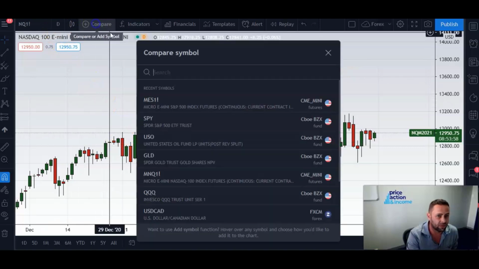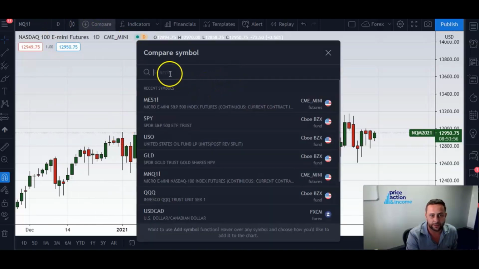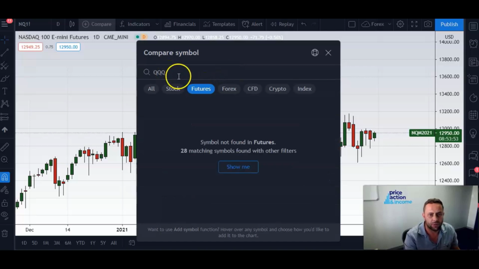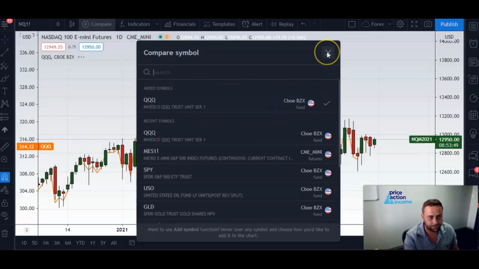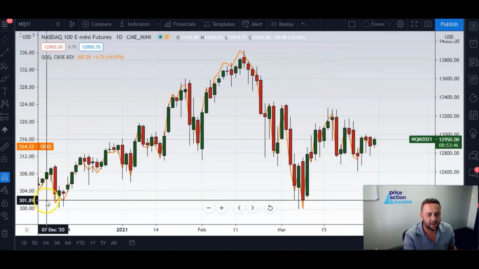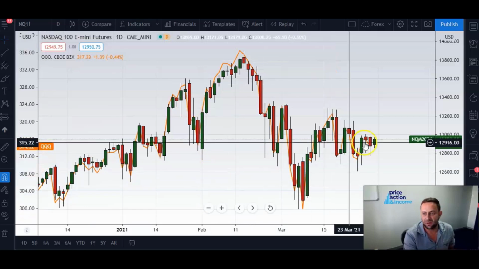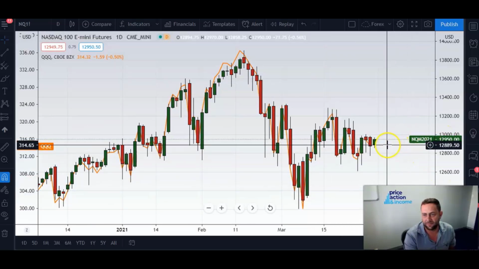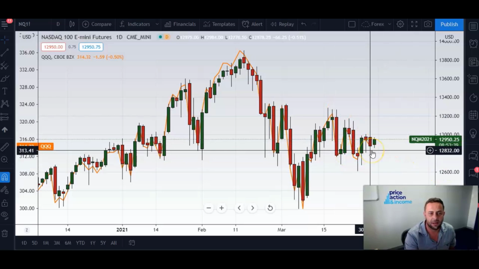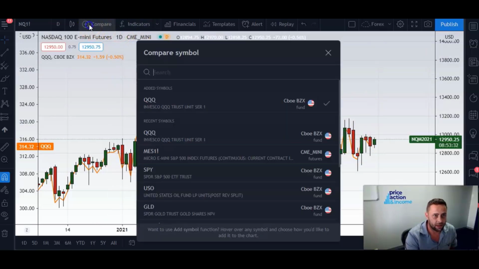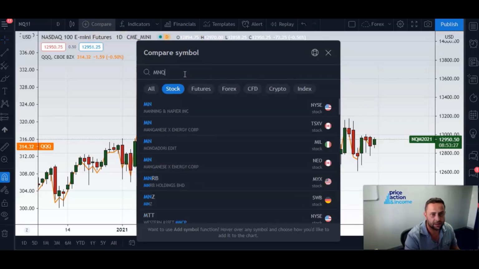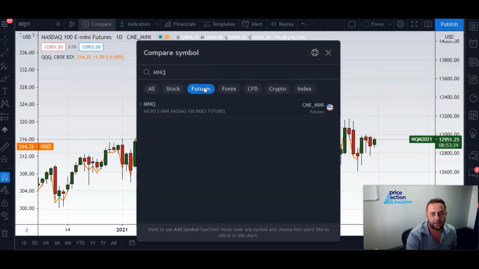You could look there, for example, at, I think it's QQQ on the stock side of things, new price scale. And this will be the ETF. It's trading at $314, where the NASDAQ's trading at $12,950. Again, only open during market hours, but at a reduced cost, and tracks the price of NASDAQ pretty well. Then lastly, they also have an MNQ, which is again the micro NASDAQ contract.